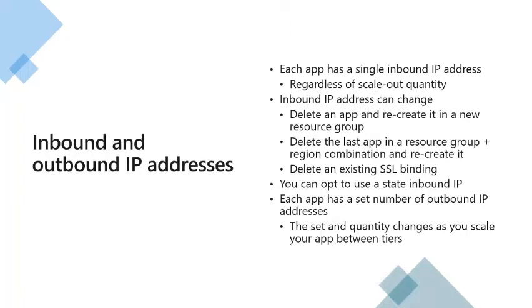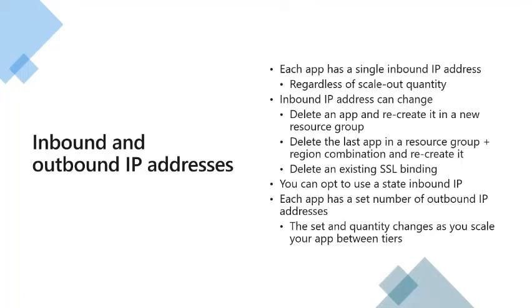Regardless of the number of scaled out instances, each app has a set number of outbound IP addresses at any given time. Any outbound connection from the App Service app, such as to a backend database, uses one of the outbound addresses as the origin IP address. You can't know beforehand which IP address a given app instance will use to make the outbound connection. So your backend service must open its firewall to all the outbound IP addresses of your app.